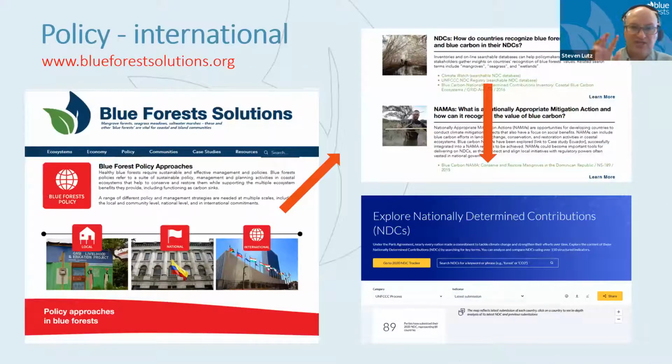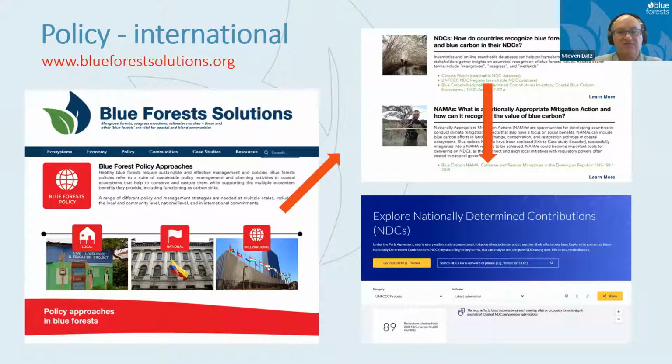To explore, just a little advertisement on the toolkit. To explore policy options related to blue forest and blue carbon policy, head to the policy page. We have the policy page divided into local, national, and international commitments. Each of these has their own Learn More page, where we have the relevant questions. For example, on the international policy page, we have questions like, what is the UNFCCC, United Nations Framework Convention on Climate Change, and how does blue carbon fit under it? Or how do countries recognize blue forest ecosystems and blue carbon in their nationally determined contributions?